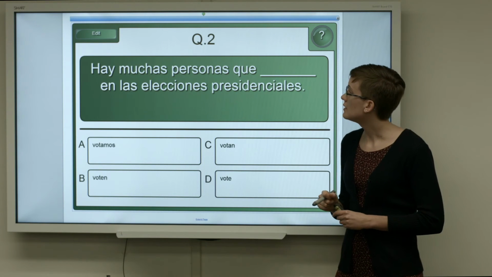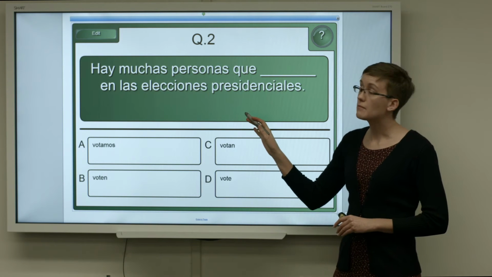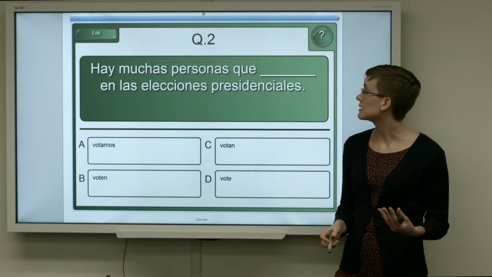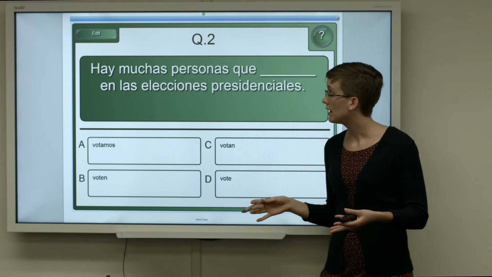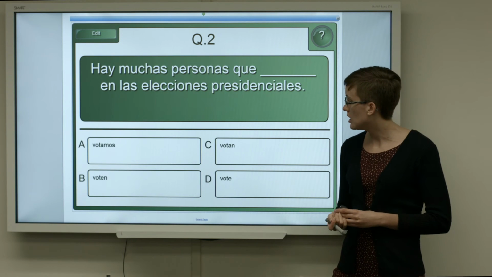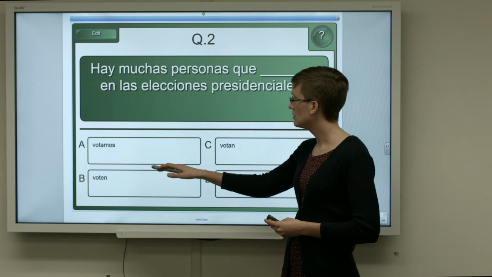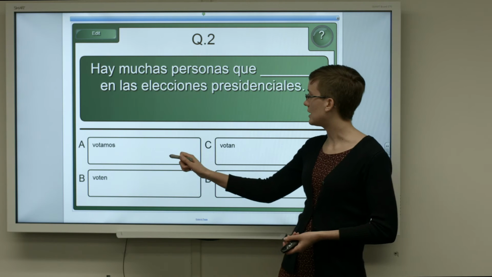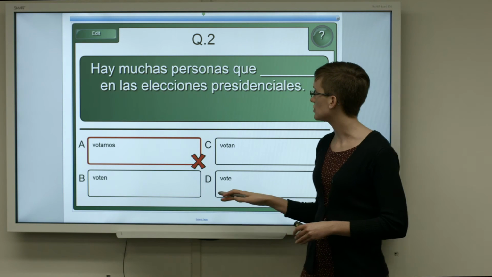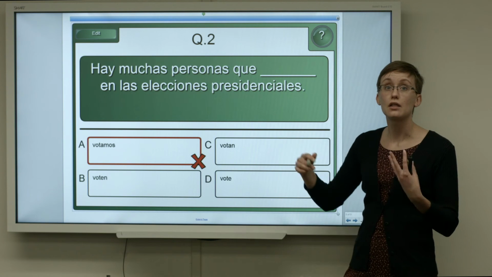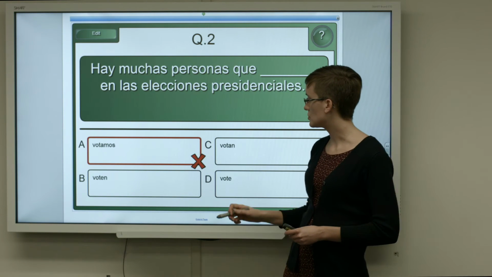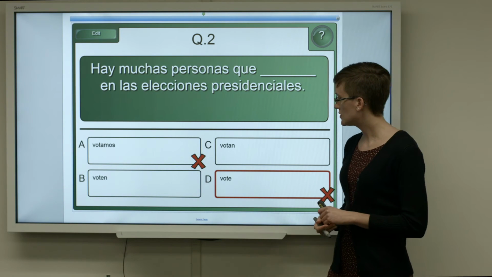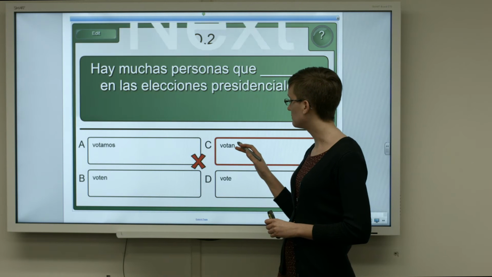Next question. There are many people who vote in presidential elections. So we're working with the verb votar. Hay muchas personas que en las elecciones presidenciales. So our options are votamos, vote, votan, and vote. So we can rule out votamos because that is nosotros. And we're talking about hay muchas personas, third person plural. So we can rule out nosotros. We can also rule out vote because that is third person singular. So we are left with voten and votan.